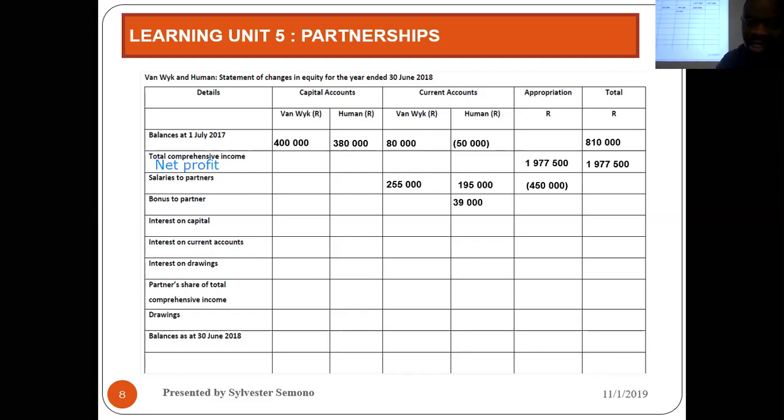So this is what is going to happen. Can you see 39,000 under Human? It means if we were asked to open Human's current account, this was supposed to be on the credit side because there are no brackets. And again, under appropriation, because we had to pay Human, we're going to take out 39,000. Remember, these amounts are paid out of the appropriation account. So we give and we take from what? From the appropriation.